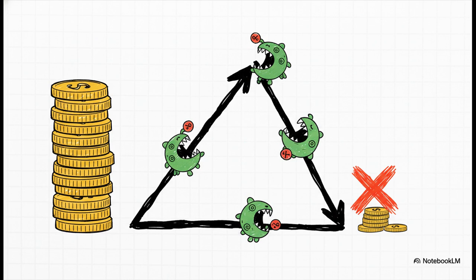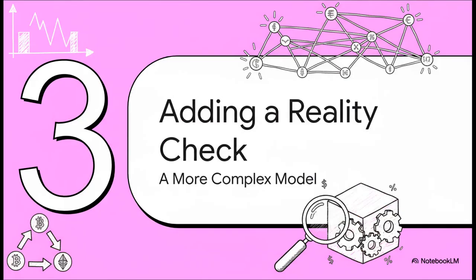So that little loss we just saw, that wasn't a bug. That's exactly what you should expect. The theoretical profit was a ghost, completely vaporized by the real-world costs of trading. Okay, so attempt number 1 was a total bust, all thanks to fees.